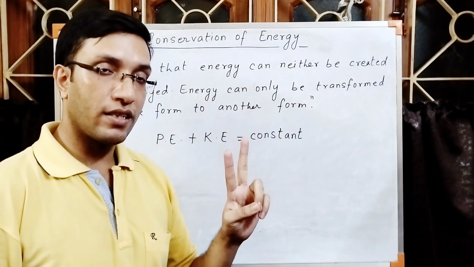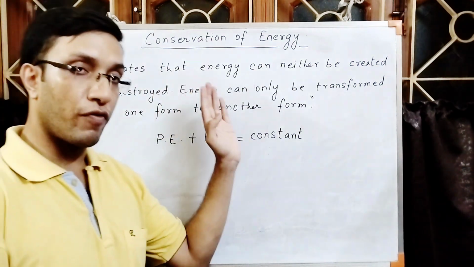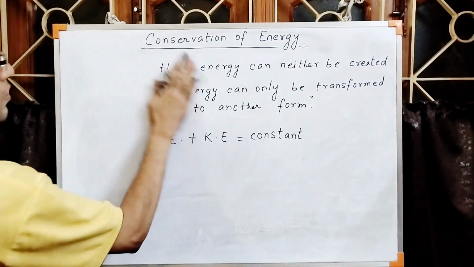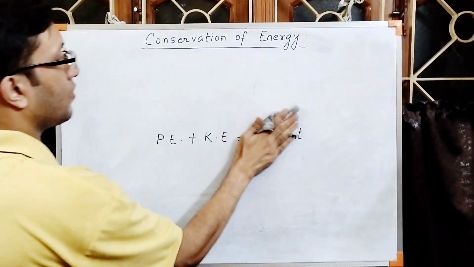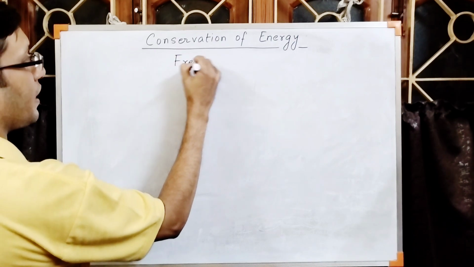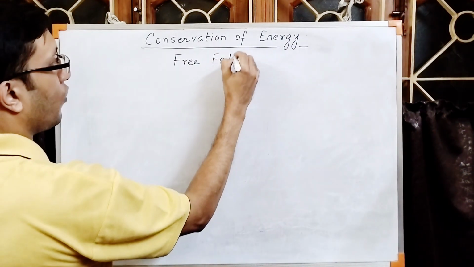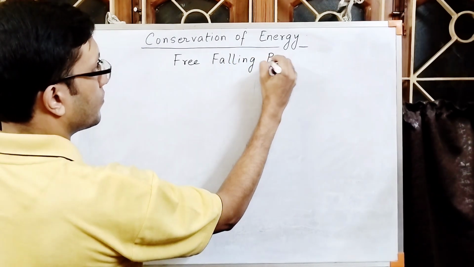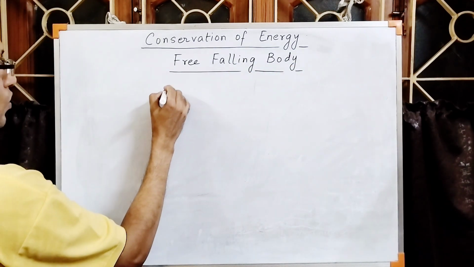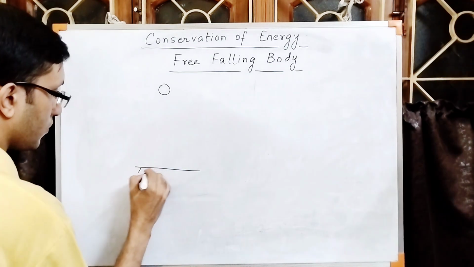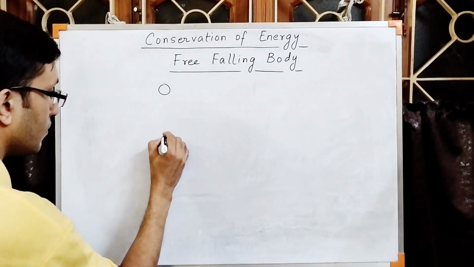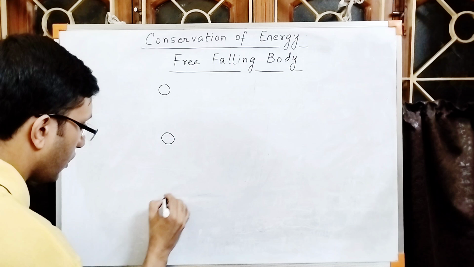So here we will be considering two cases. One is the law of conservation of mechanical energy for a free falling body, and the other for a simple pendulum. So let's see. The first case we are considering is for a free falling body. Here we are considering this is the ground. Let's draw this ground a little lower so that we get enough space. This is the midpoint somewhere in between, and this is the ground.